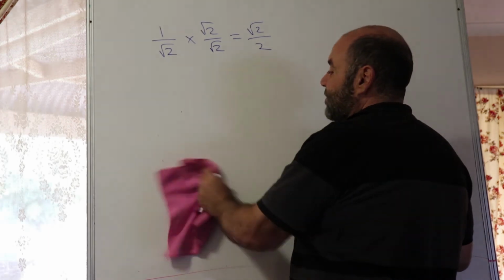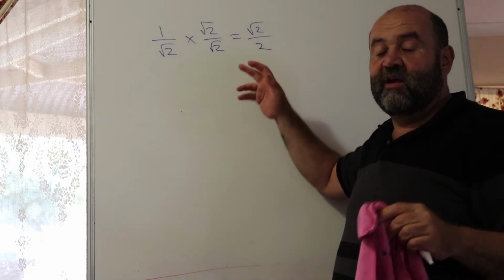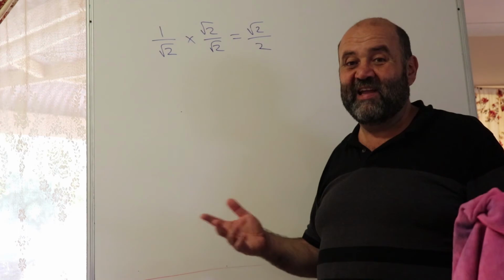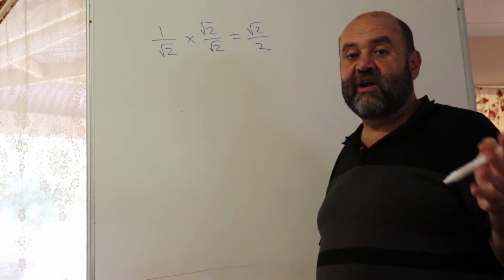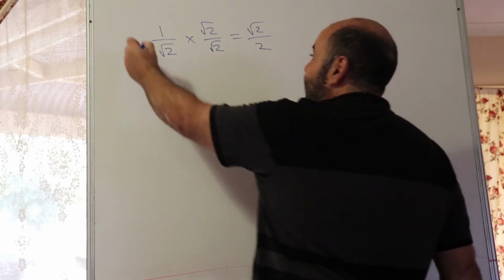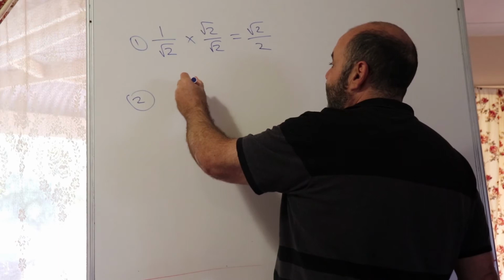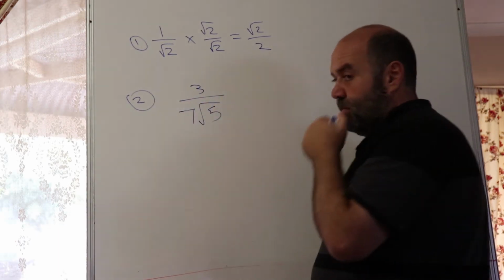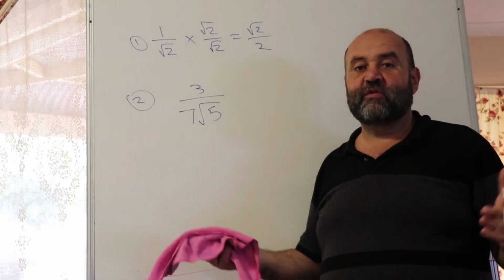Now I've got a fraction where my denominator is a rational number. I don't have a surd in my denominator anymore. It doesn't matter what my fraction looks like to start with. So let's look at a second example. Let's say I had 3 over 7 root 5. I don't care how messy or untidy or ugly my fraction looks.